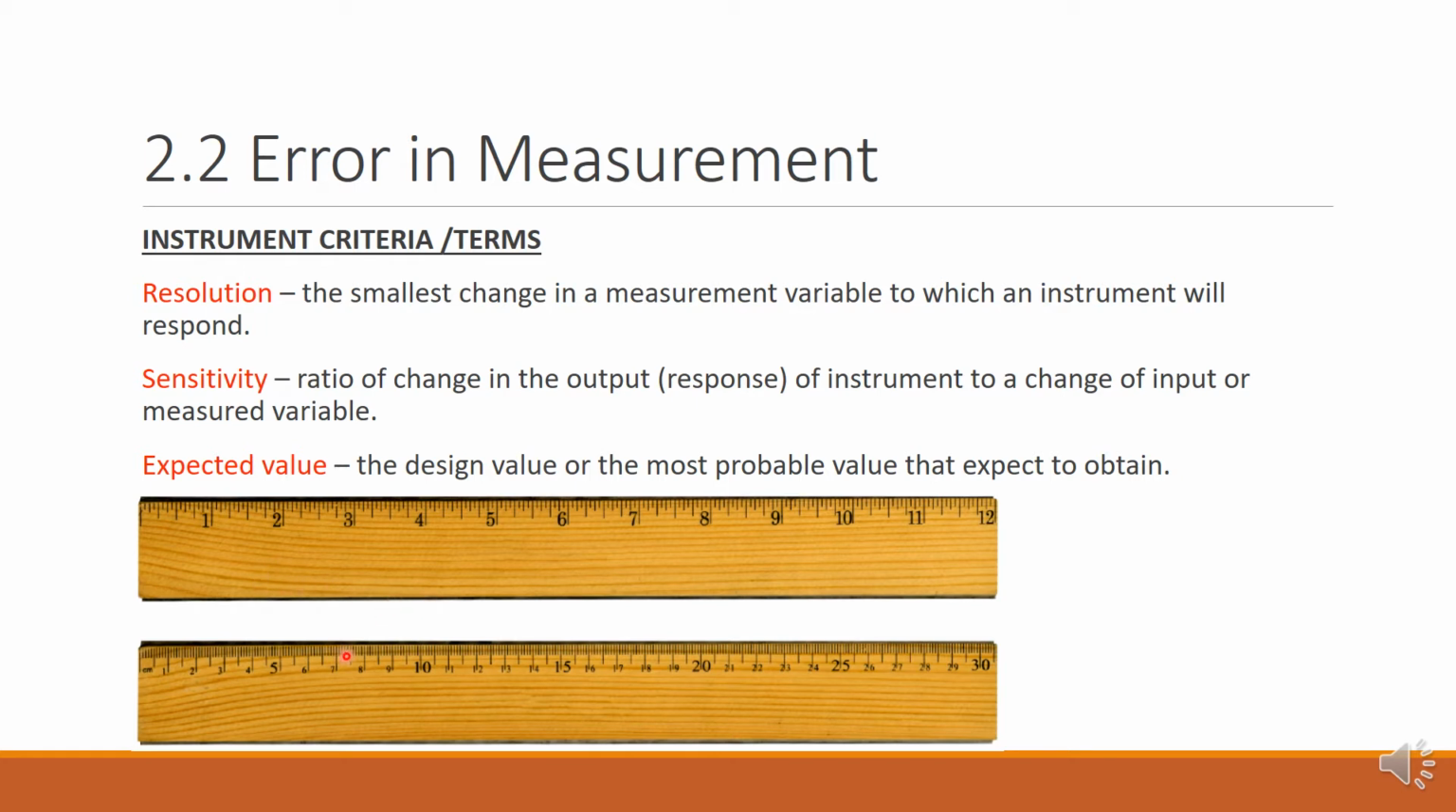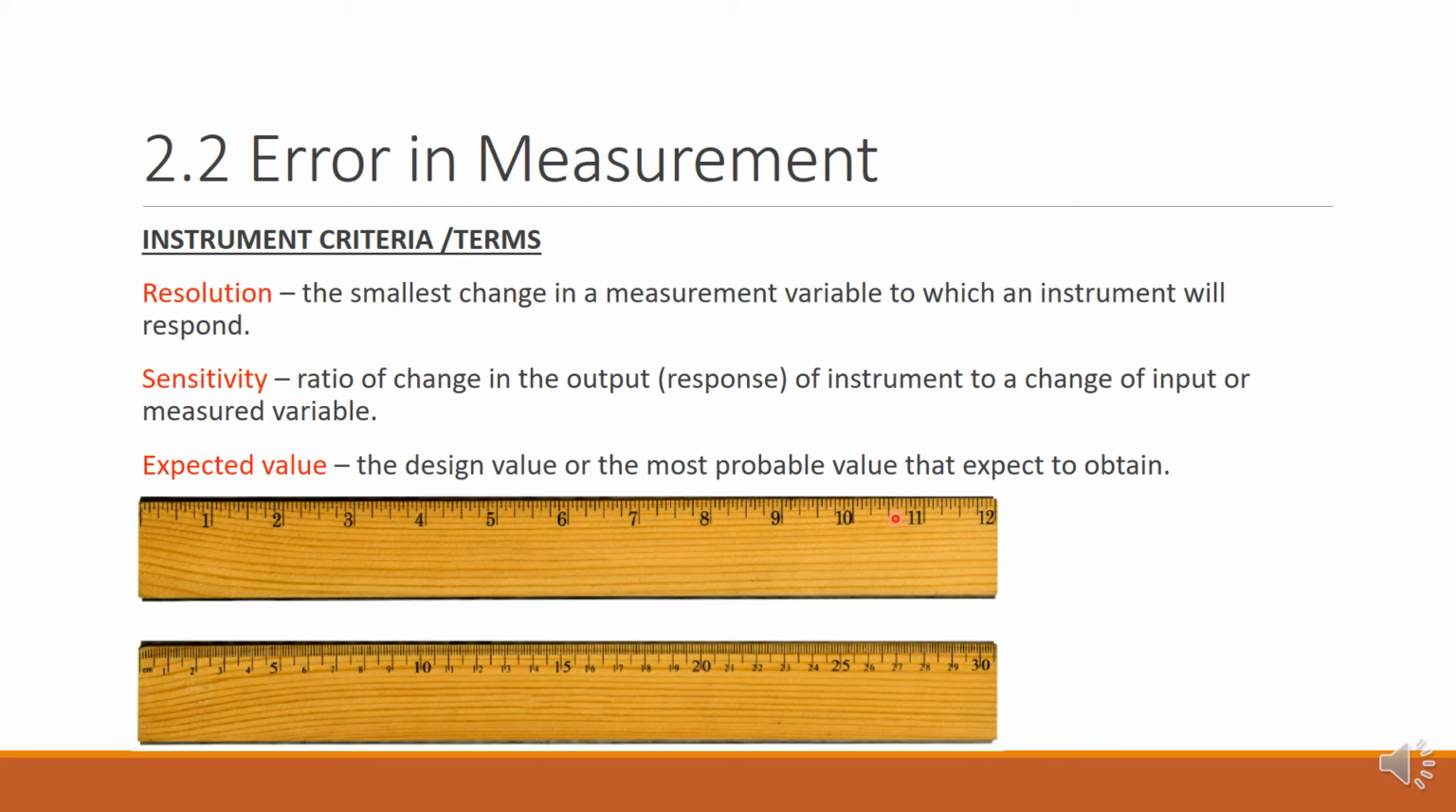As in this example, this ruler has subdivisions and a better resolution compared to the first ruler. So this subdivision will give you more precision in your measurement. A better resolution will give you a more precise measurement.